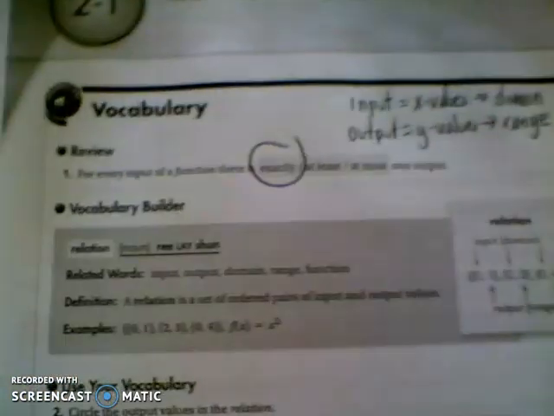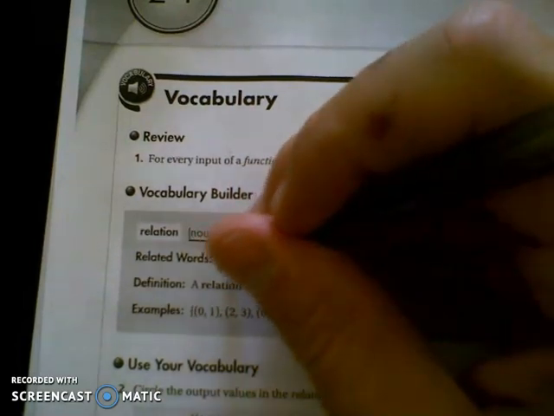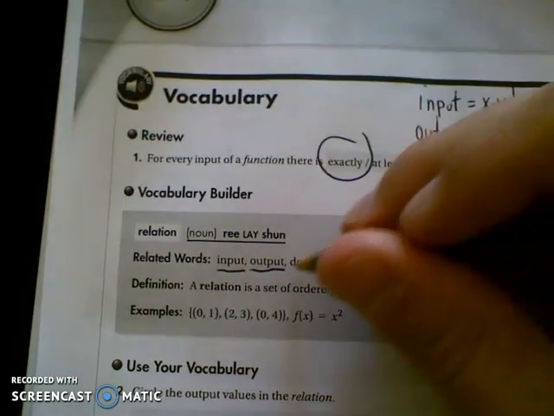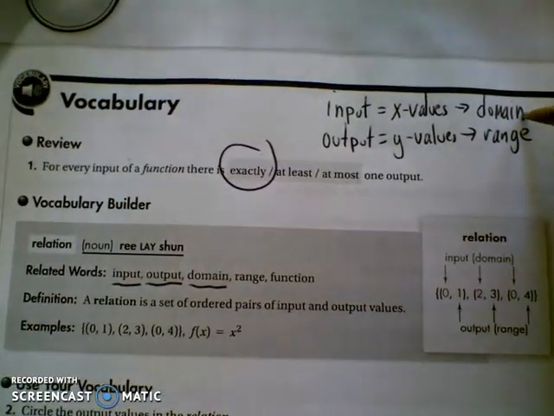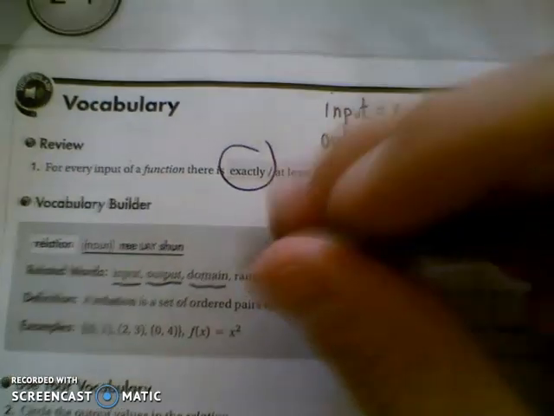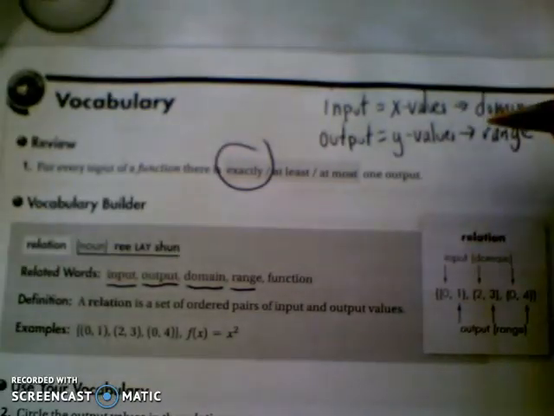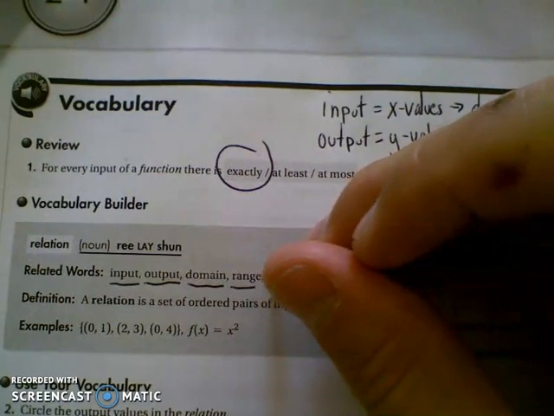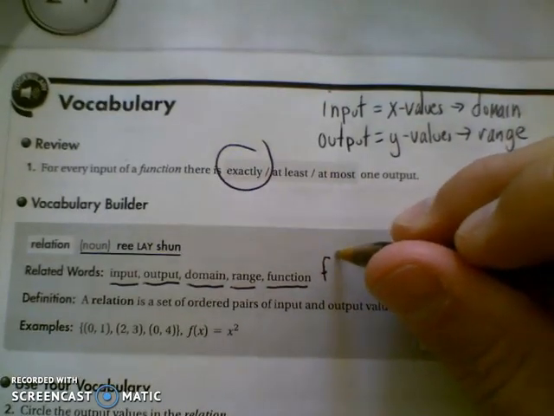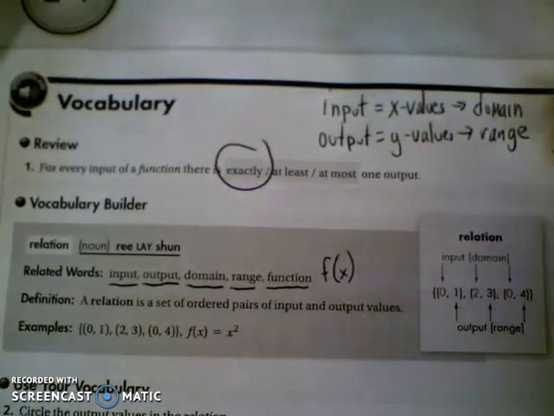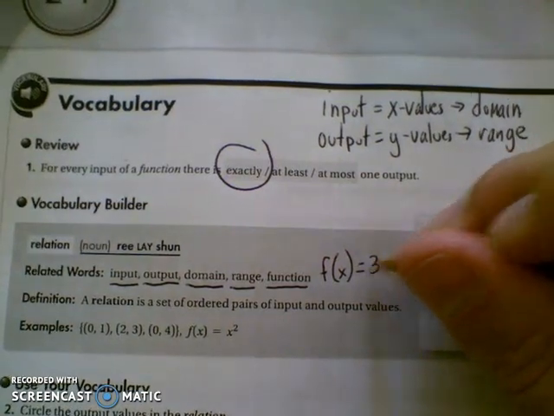So here are some related words we need to know. Input, we just talked about. Output, we just talked about. Domain is all of the x values, which we just talked about up here. And then the function, and the range is all of the y values. And the function is going to look usually like f of x or f of something else. And then it'll be something like this, 3x plus 1.